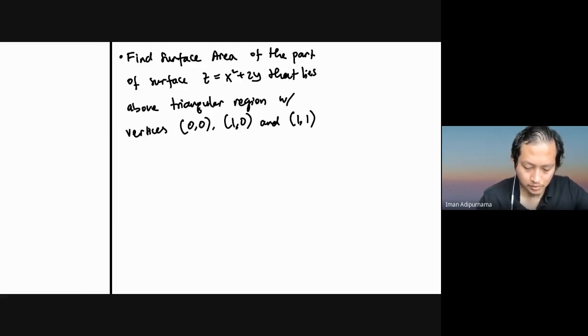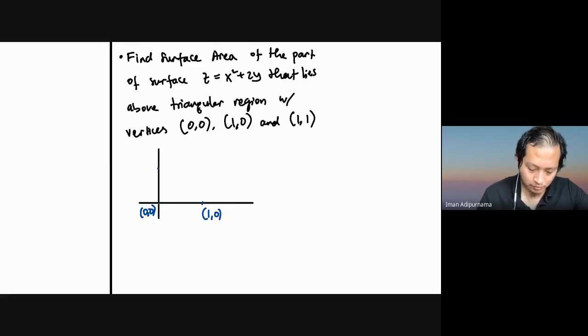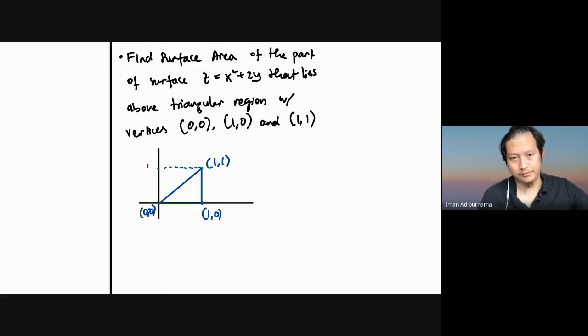Start from the region first. We can draw. This is 0, 0. Let's say this is 1, 0, and this will be 1, 1 here. So we will have a triangle, right? Triangle.